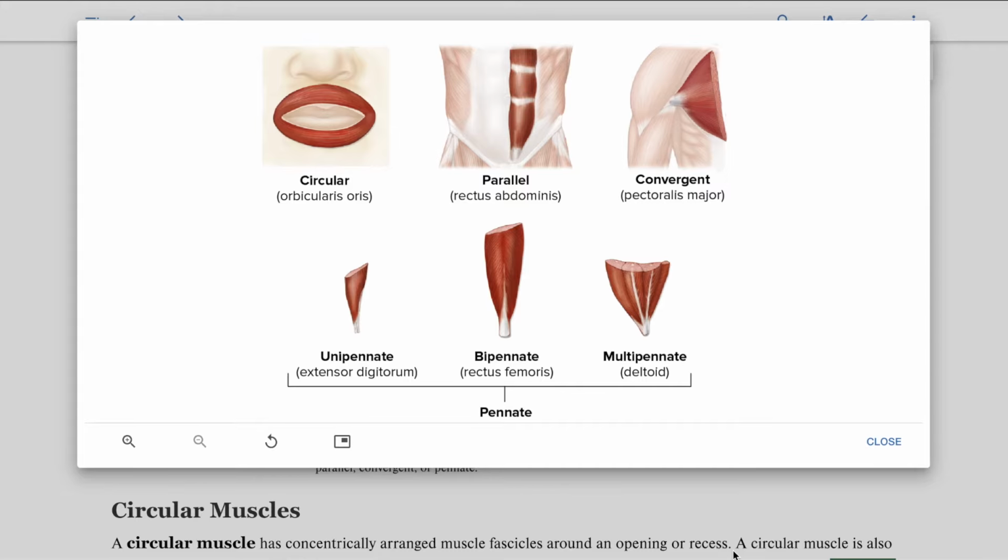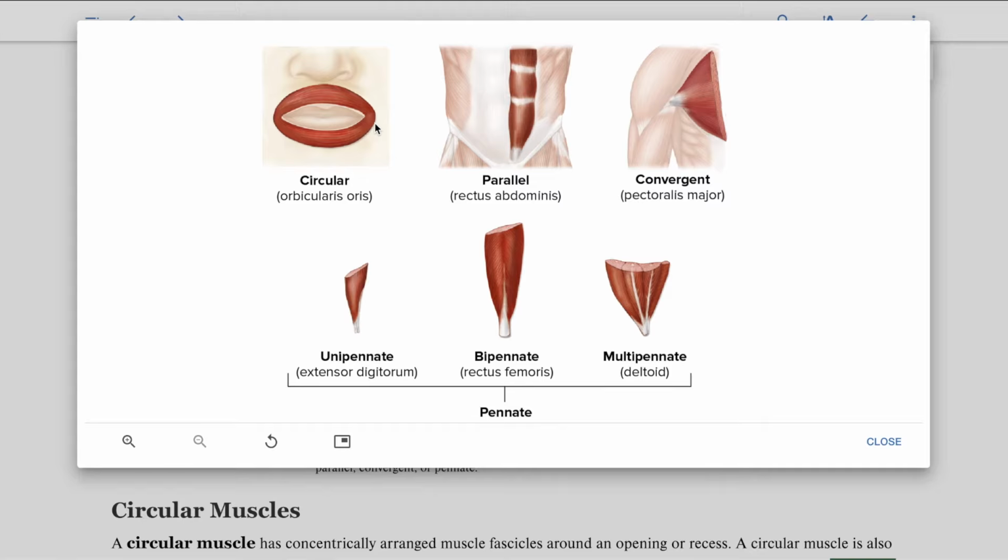Here are some examples that I'd like for you to draw in your lab manual and study. This comes from our textbook. And here we have a circular muscle. You can see that these fascicles go in this circular arrangement. And we often see circular muscles in areas of the body that will control an opening or a closing of something. You'll learn about sphincters within the body throughout AP 1 and 2. And so circular muscles are often referred to as sphincters.